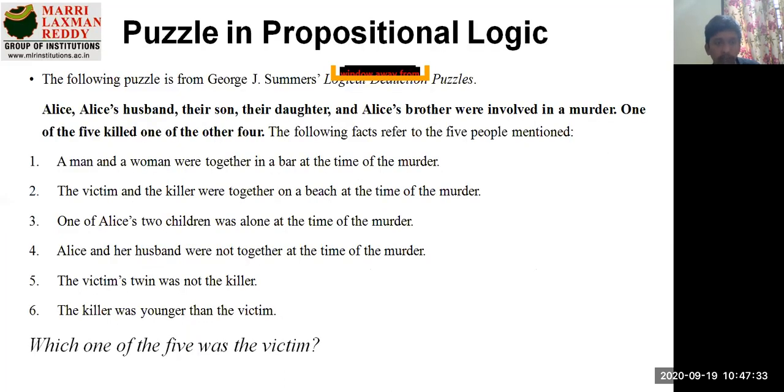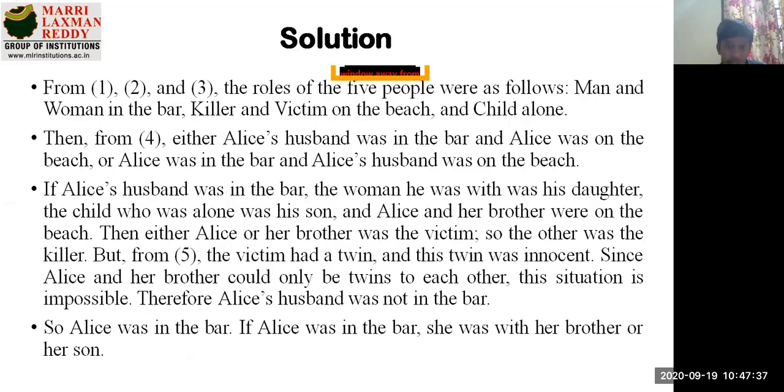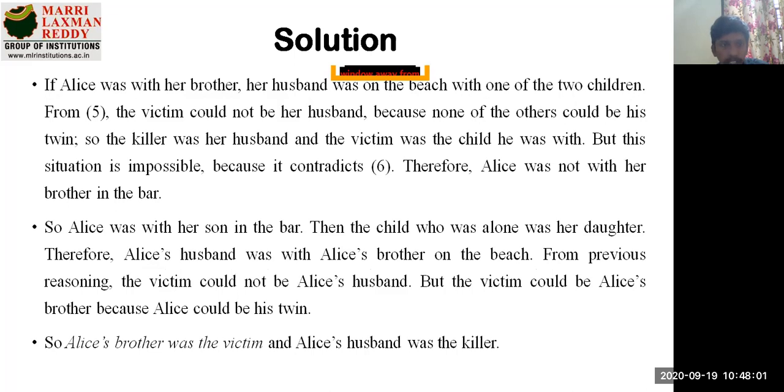From line 5, the victim's twin was not the killer, but the victim had a twin and his twin was innocent. Since Alice and her brother could only be twins to each other, the situation is impossible. This is the reasoning we are giving to get a solution, step by step, to see how it can be traversed. Now let's see the final conclusion.